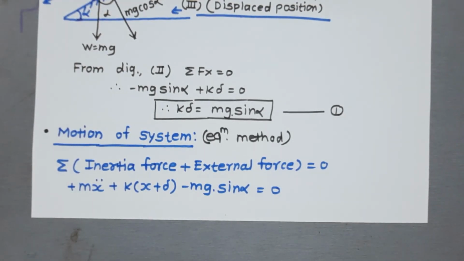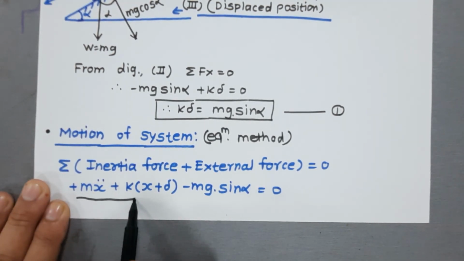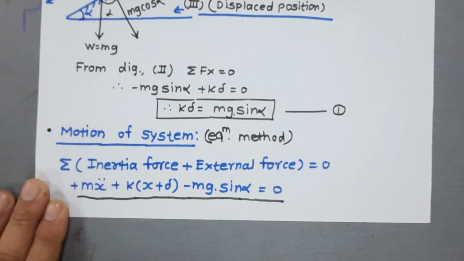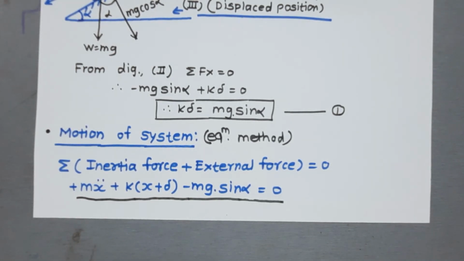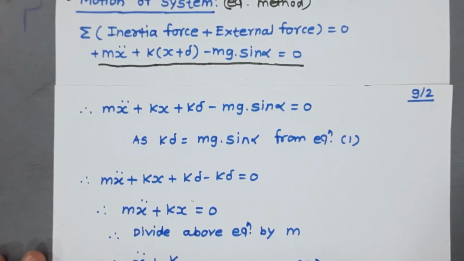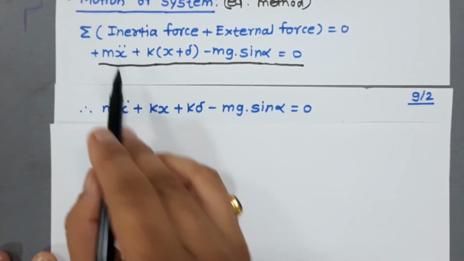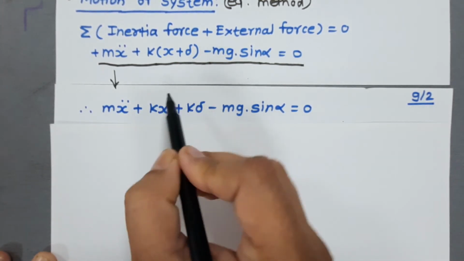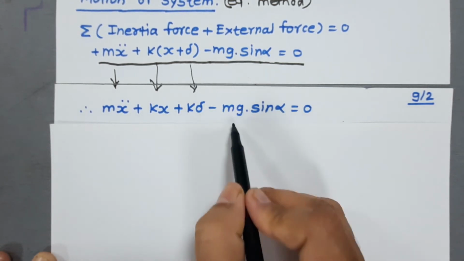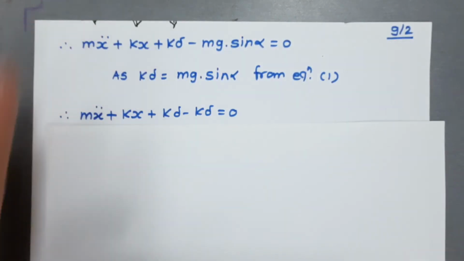So this is the equation of motion of the system: mx double dot plus k into bracket x plus delta minus mg into sin alpha equal to 0. Now dear friends, after taking this equation, I am going to start the solution of this equation. After opening the bracket, mx double dot as it is, kx plus k delta minus mg sin alpha is equal to 0. So now we have solved this equation.